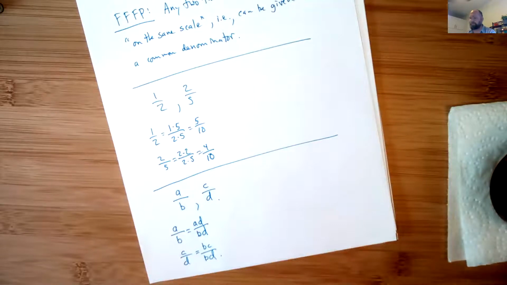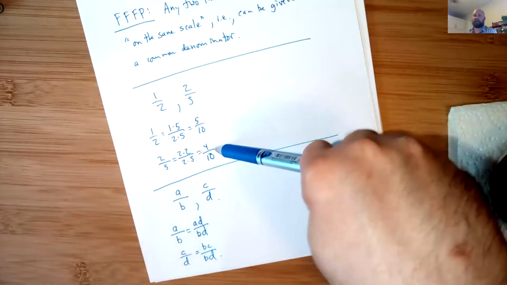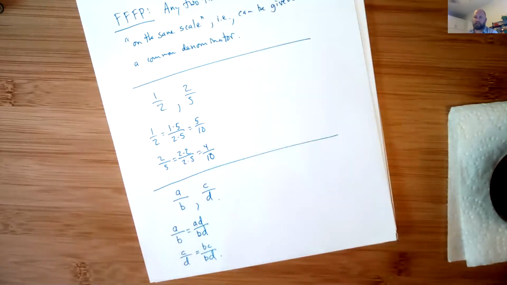And that's important because once you're on the same scale, then you're basically just doing whole number arithmetic again, except instead of being on the unit scale, 0, 1, 2, 3, 4, 5, you're on the, say, tenths scale, 0 tenths, 1 tenth, 2 tenths, 3 tenths, like so.